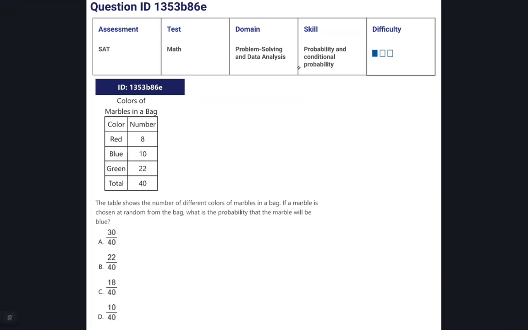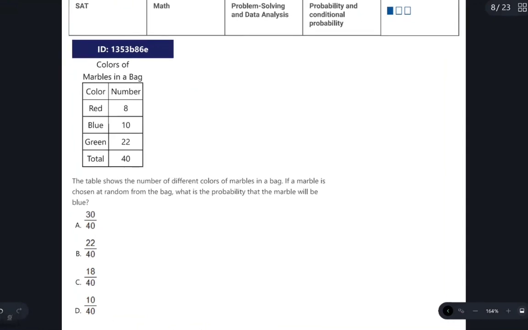Okay, so this is a probability question, and conditional probabilities as well, and this is easy. We have a marble that is chosen at random from the bag. So this is the same as the prior one, but with a simpler concept. What is the probability that the marble will be blue?